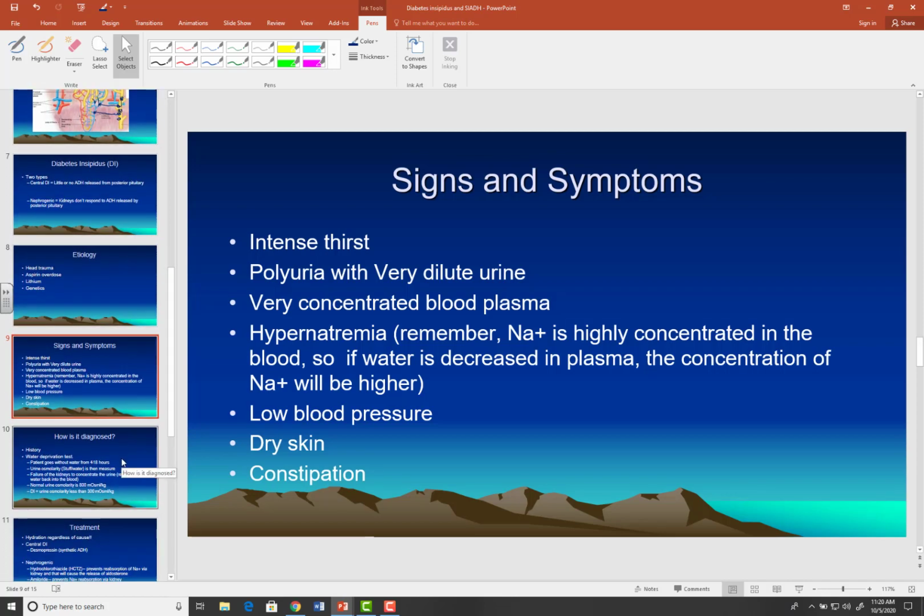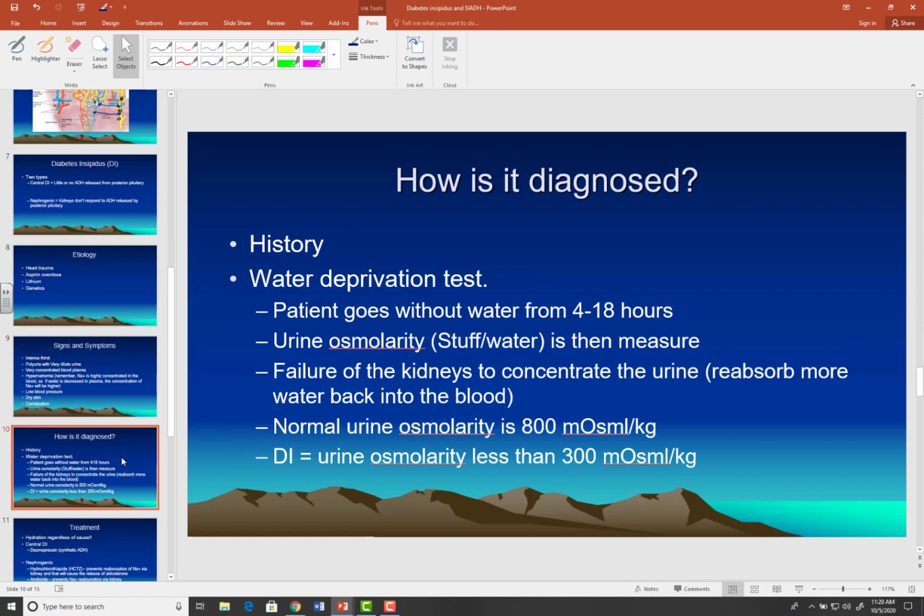So how do you diagnose it? Well, history, right? So this person's peeing all the time, they're drinking all the time. So the first thing you have to do is rule out some of their potential causes. One of the potential causes is diabetes mellitus, right? And if the blood sugar is okay, because ADH doesn't affect the blood sugar, then you should be able to rule that out.